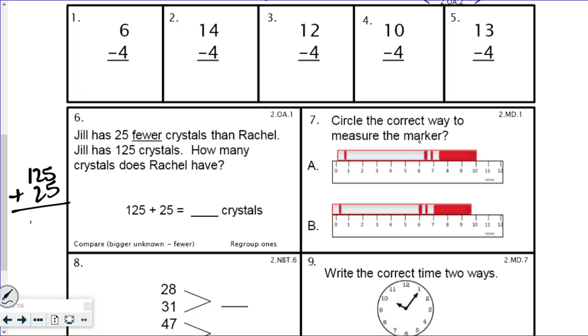Number 7, circle the correct way to measure the marker. So do I want to measure the marker like this? Or do I want to measure the marker like this that they did in B? So you're going to circle A or circle B. Which one is the correct way to measure the marker?